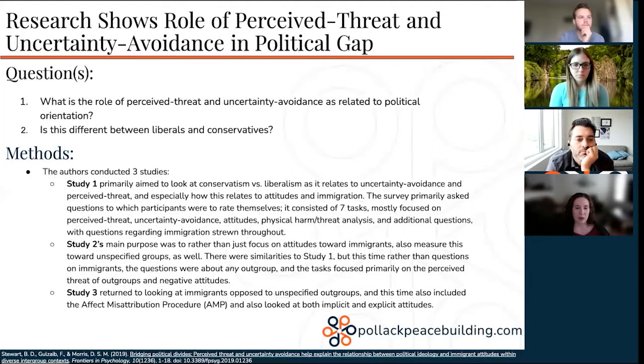And so, not to go too much into detail because they were kind of the same 3 studies, except the third one looked at the affect misattribution procedure. They included that instead of just an attitude scale. And then study 2, rather than looking just at immigrants, was focused on an unspecified group. So they could see if the perceived threat and uncertainty avoidance was the same continually or if it was just this one issue. So now if you can go to the next slide.